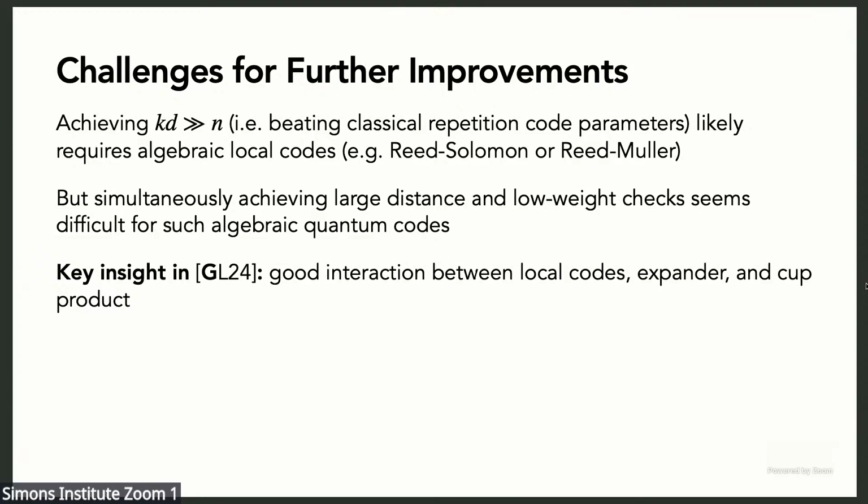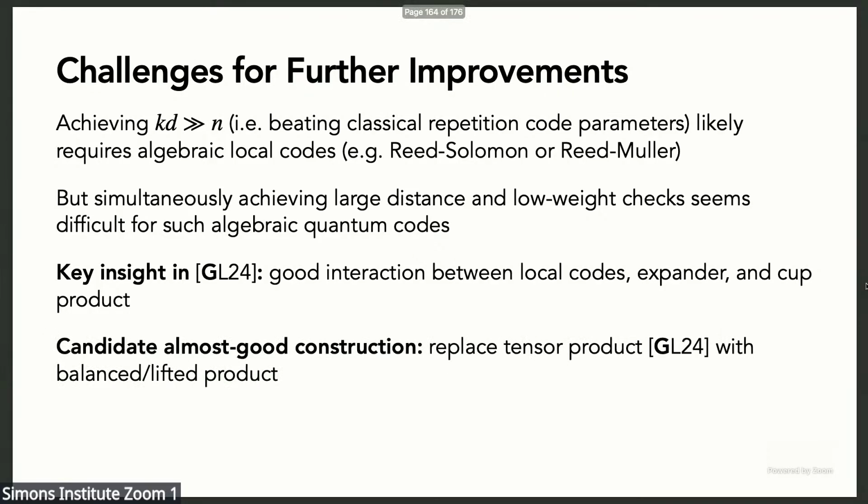We were able to get around this problem to some extent by carefully choosing everything to gel together, making sure our local codes and our expander come from a very unified construction that arises from this classical Reed-Muller code. And actually, if we take our construction and replace the tensor product with the balanced product, we get a candidate construction with almost linear dimension, almost linear distance, and so forth. But we don't know how to bound the distance because these algebraic local codes are much more difficult to analyze than the random local codes that are typically used in these good or almost good quantum LDPC codes.